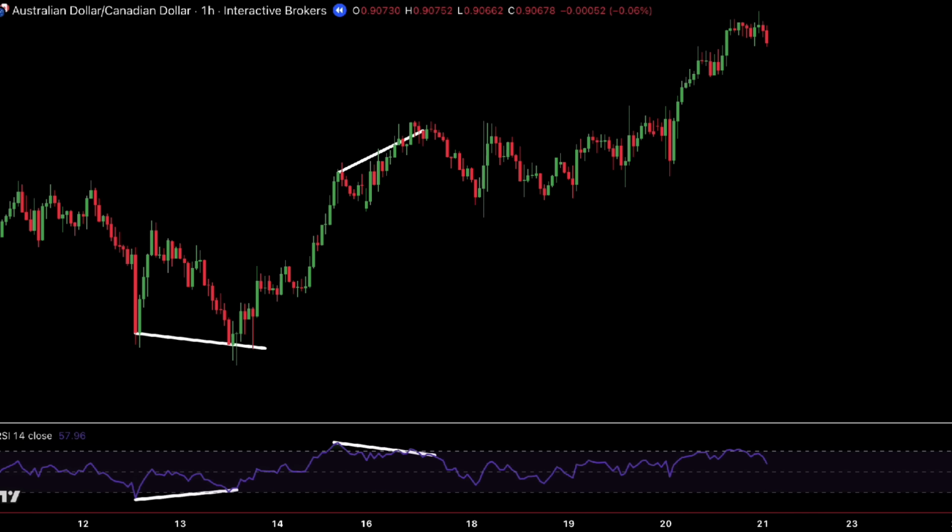Before we combine it with RSI divergence, let's first understand what a liquidity sweep actually is. This concept is simple, but it completely changes how you see the market. So what is liquidity?